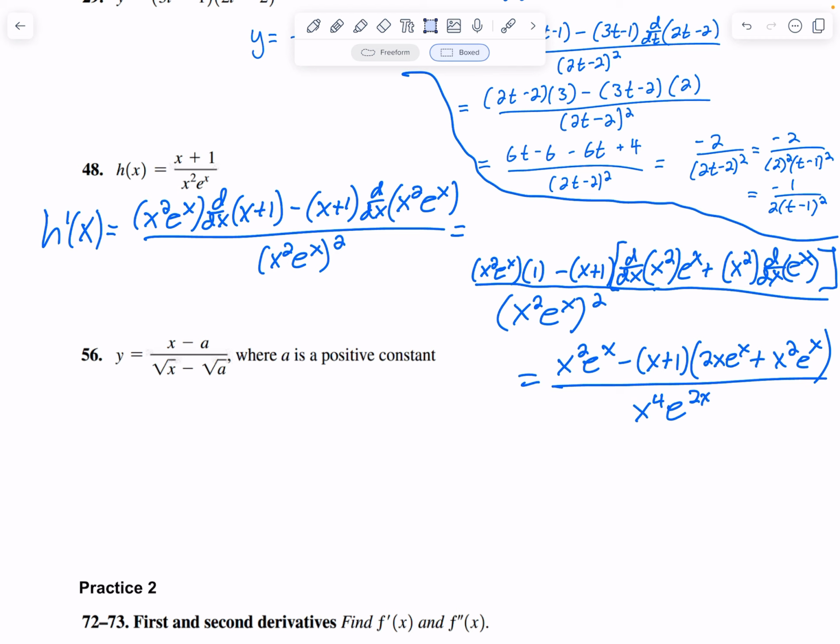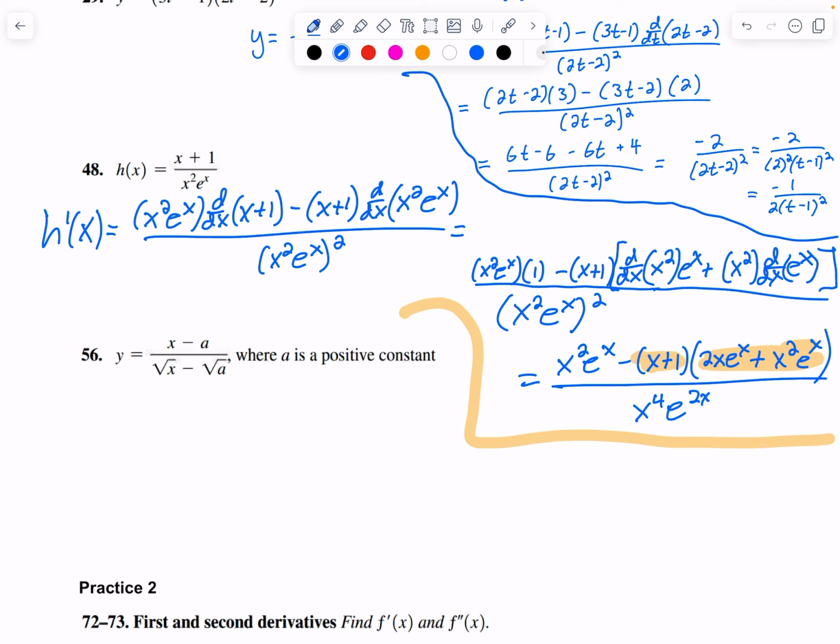So you could multiply that out. It is a pain because we have a binomial times a binomial. You have to use FOIL or a box there. But it takes a little bit of time, and I debated for a moment working it out, but I think you guys can handle that, and I'd like to keep my videos shorter. All right, let's look at 56.